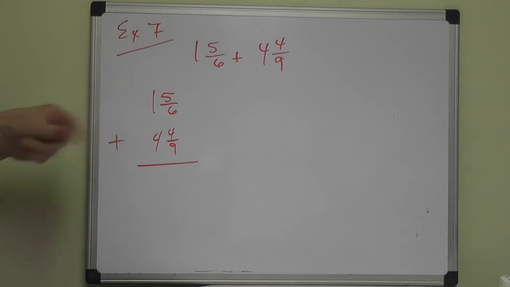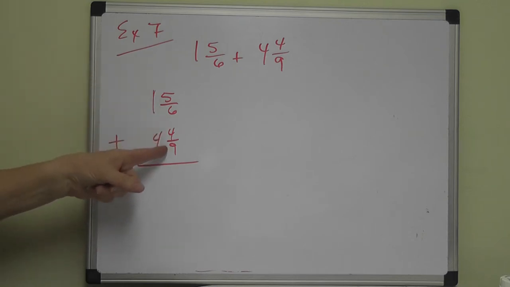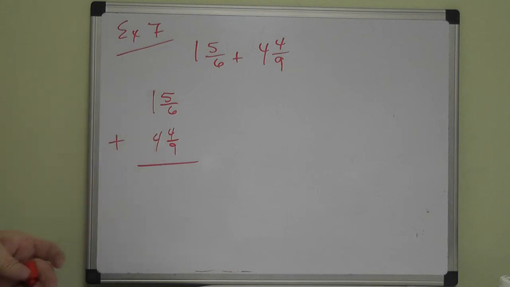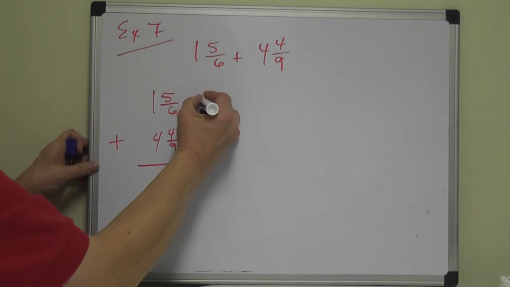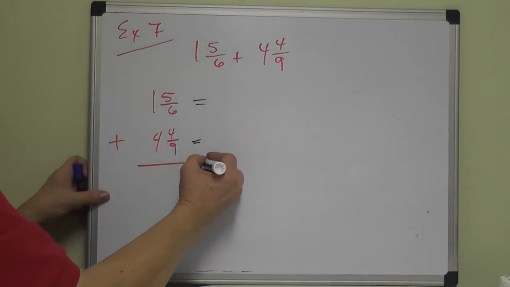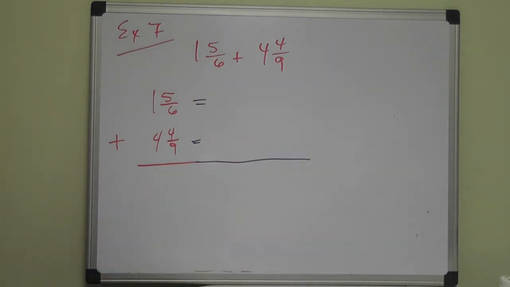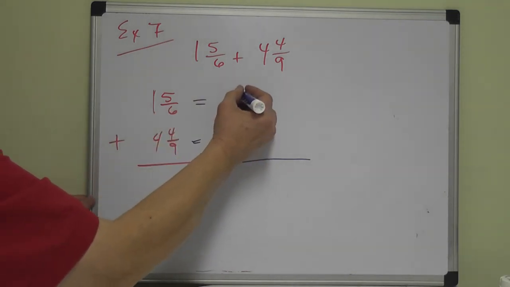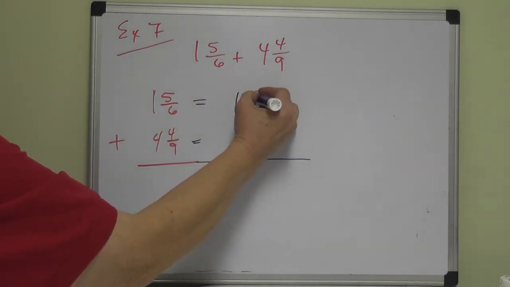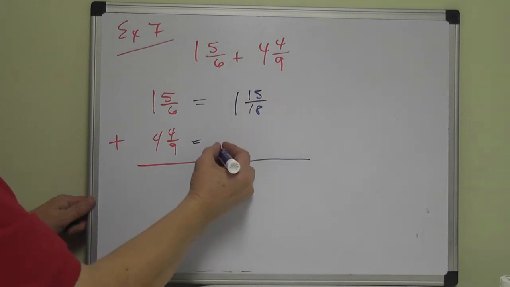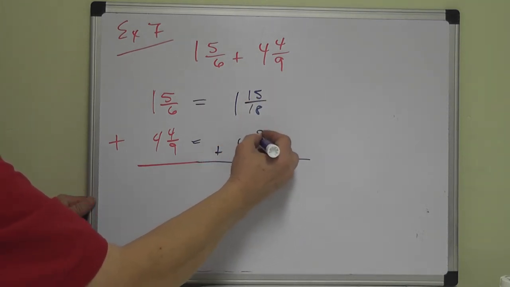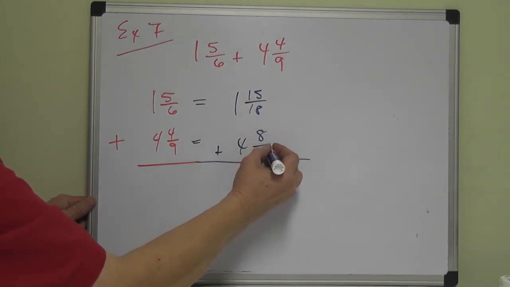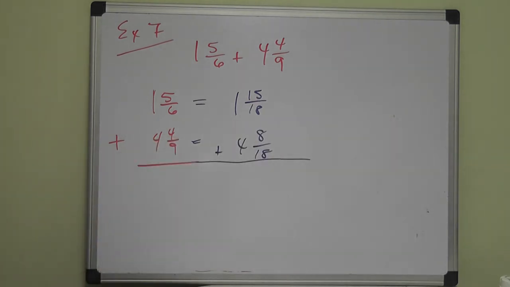However, we can't because we have 5/6 and we have 4/9. We have to rename the fractional part here with the common denominator. So let's go ahead and do that. What's our common denominator going to be? Common denominator 6 and 9 is 18. So this becomes 1 15/18 plus 4 8/18. Make certain that you understand how I got that.